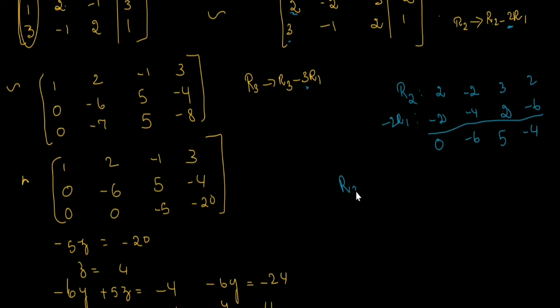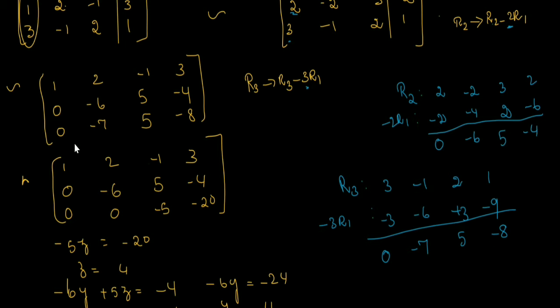R3 is 3, minus 1, 2 and 1. Minus 3 times R1 means you have to multiply row 1 by minus 3. If you multiply by minus 3, you will get minus 3, minus 6, plus 3 and minus 9. So when you add, you get 0, minus 7, 5 and minus 8. So R3 is 0, minus 7, 5 and minus 8.